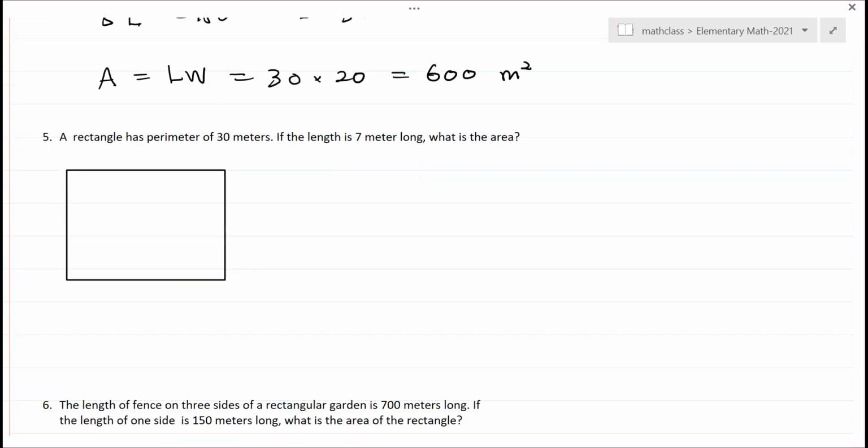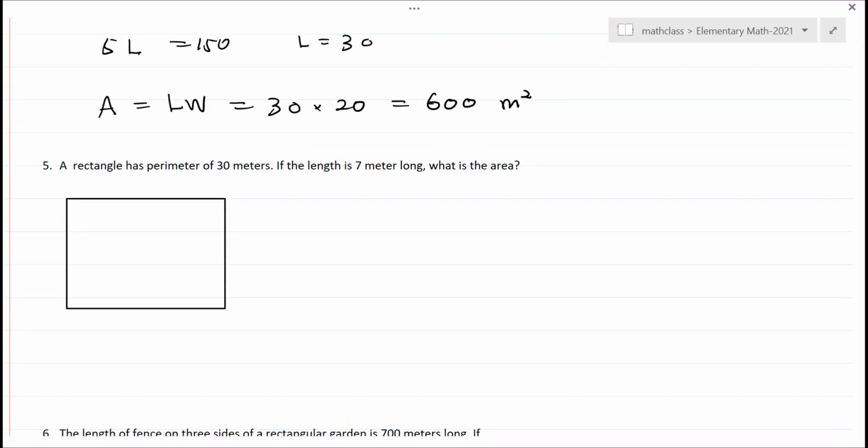All right, so now here's another problem, okay? A rectangle has a perimeter of 30 meters. If the length is 7 meters long, what is the area? Now, this is a two-step problem. Let me show you how to do it, okay?